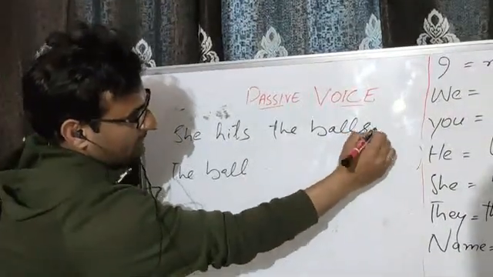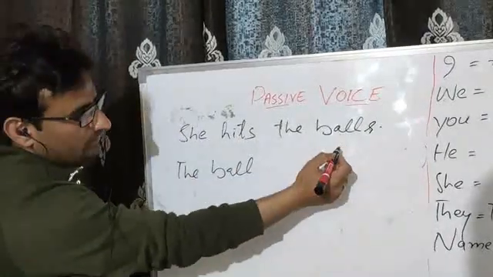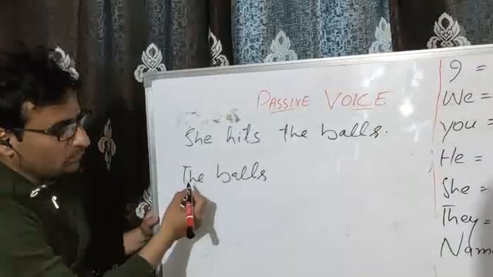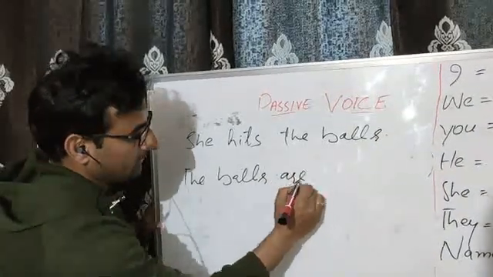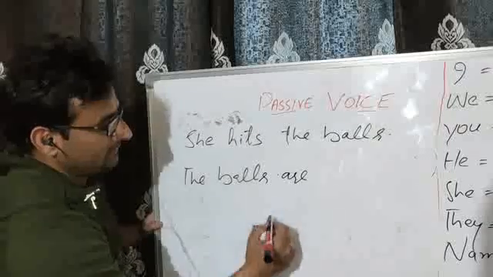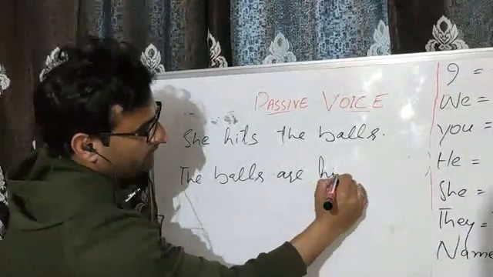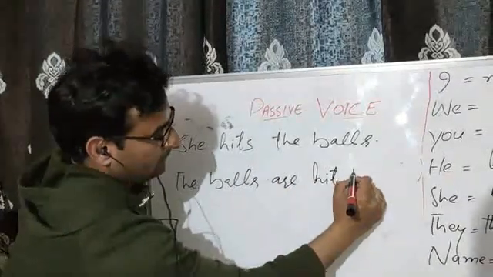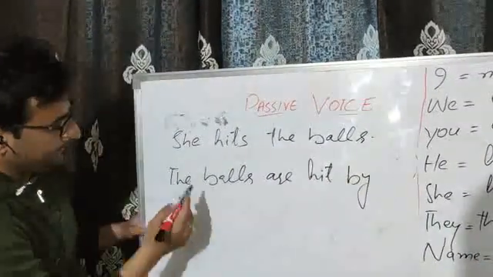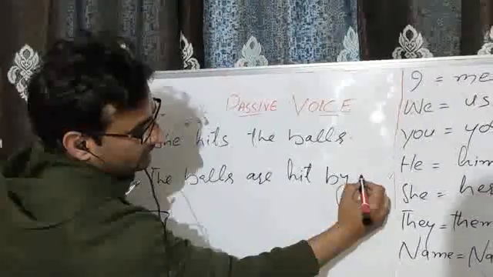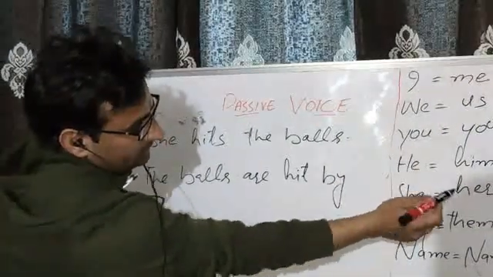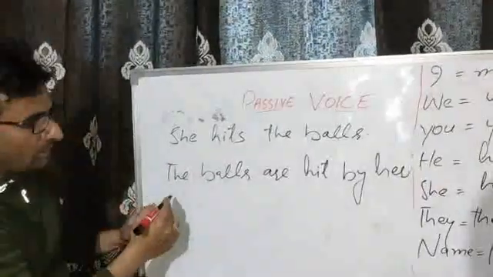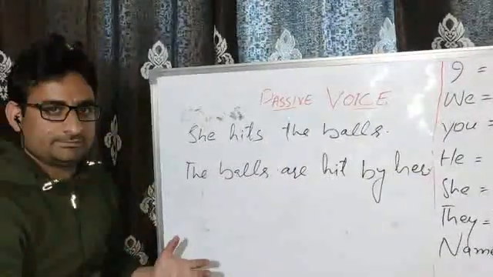थोड़ा सा मैं इसको चेंज करता हूं. She hits the balls. The balls. Now this is plural. We have to use are here. The balls are, then the third form of hit. It is hit. The balls are hit by she. तो she का मैंने आपको बताया, इसका ऑब्जेक्ट हर आता है. This way. The balls are hit by her. Simple.